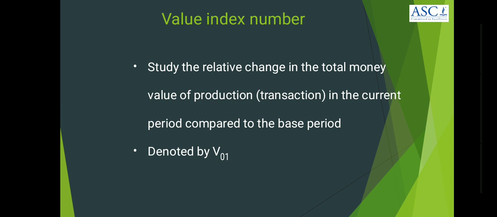Now, the last concept of this session, value index number. The definition: value index numbers study the relative change in the total money value of production in the current period compared to the base period. It is denoted by V01, capital V with 0 and 1 written at the base.